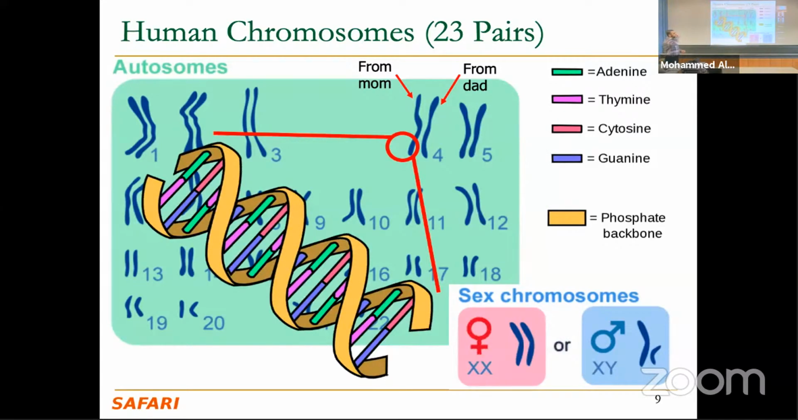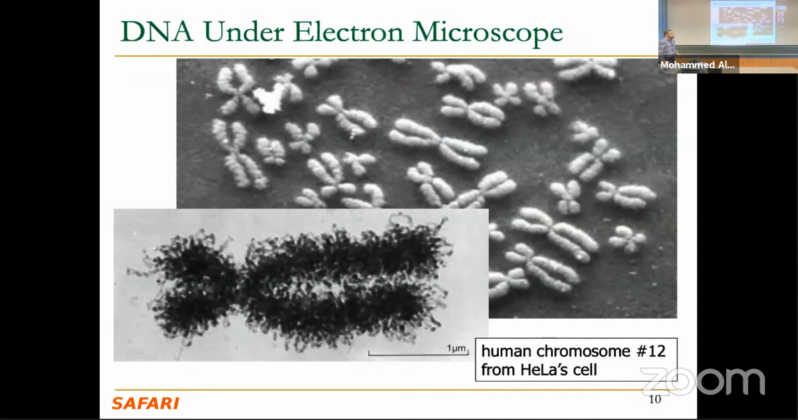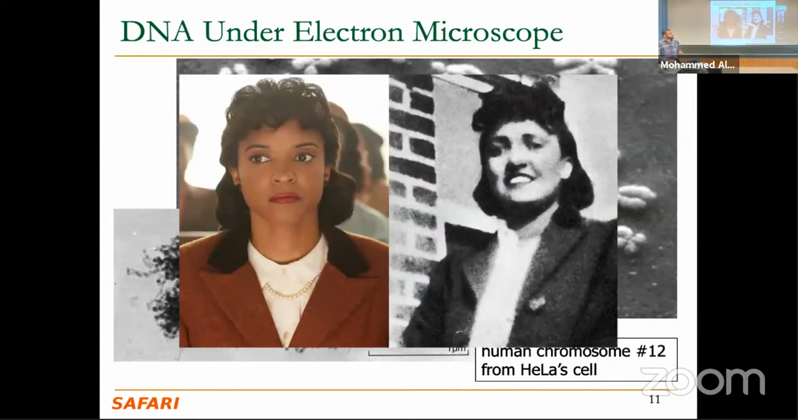Now, our goal is to go deeper inside each chromosome and read the DNA content. If you look at these chromosomes under an electron microscope, you will see something similar to this. And this is a real picture of Henrietta Lacks' cells. And this has a very interesting story. If you don't know this lady, this is the real picture. This is the actress that represents Henrietta Lacks in the movie.